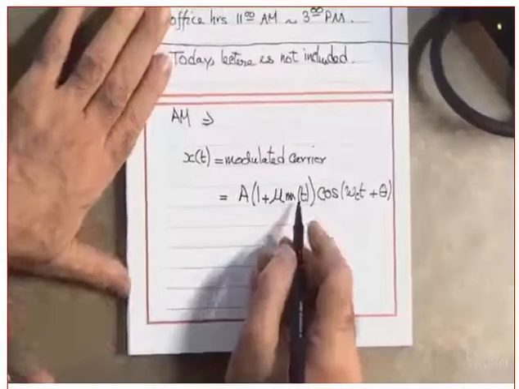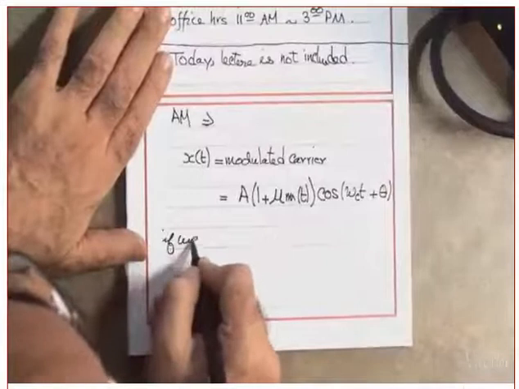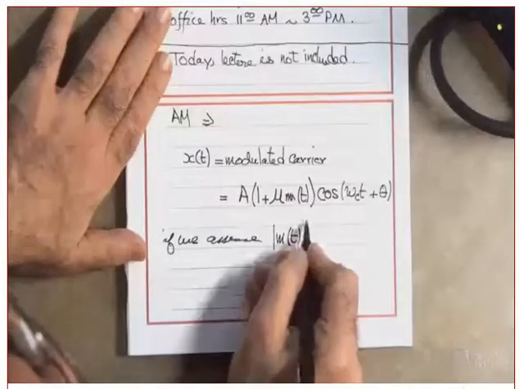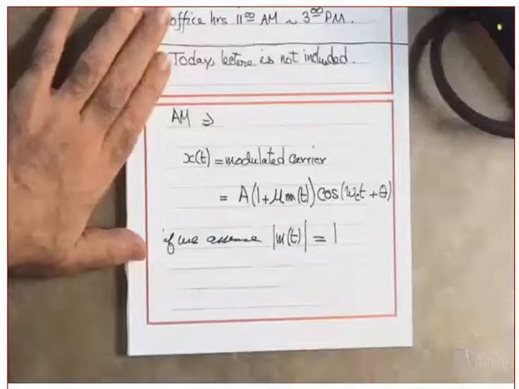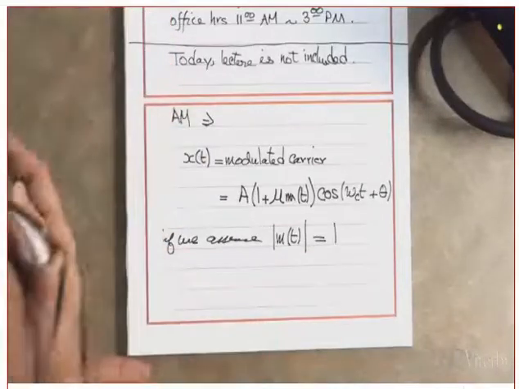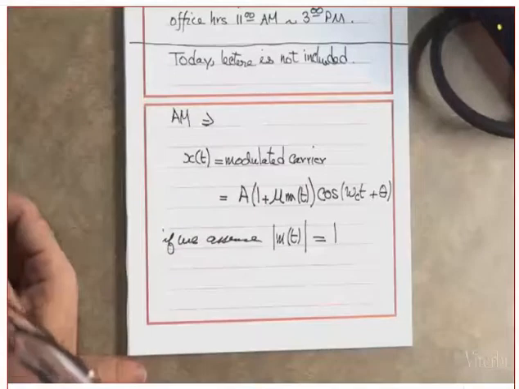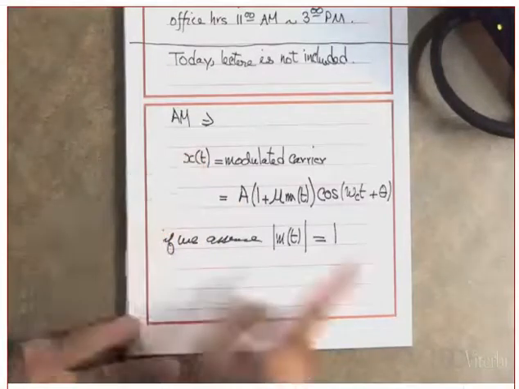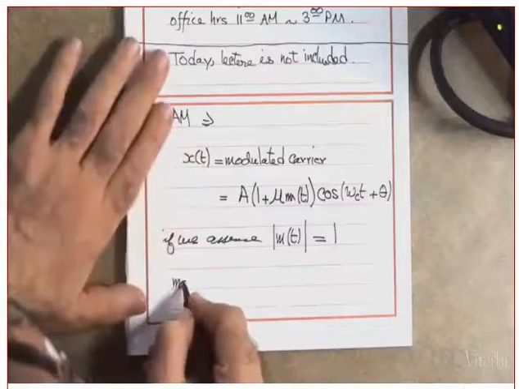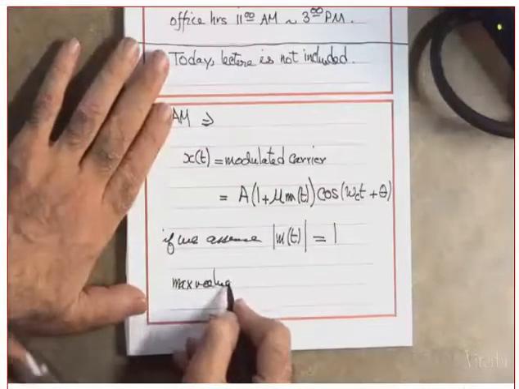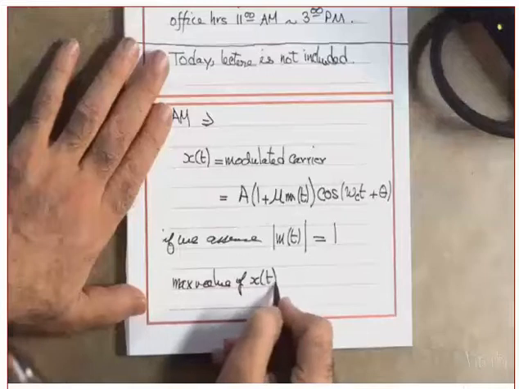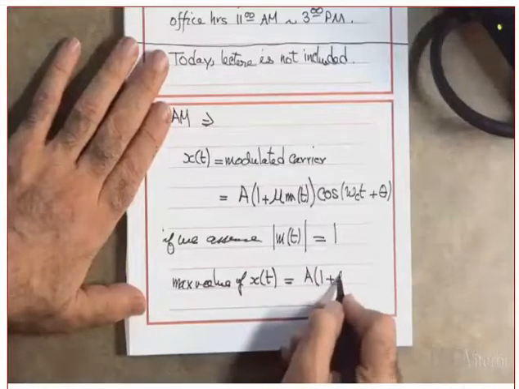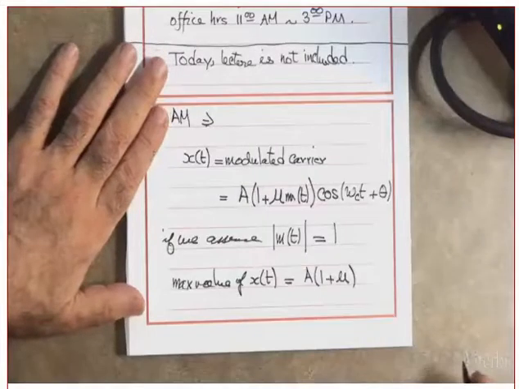Now, if we assume that the absolute value of M of t is equal to 1, what am I doing? I'm normalizing the information signal. What is the peak value of this? What is the maximum value of this? So the maximum value of x of t will be equal to what? A times mu. You agree? Yes or no?